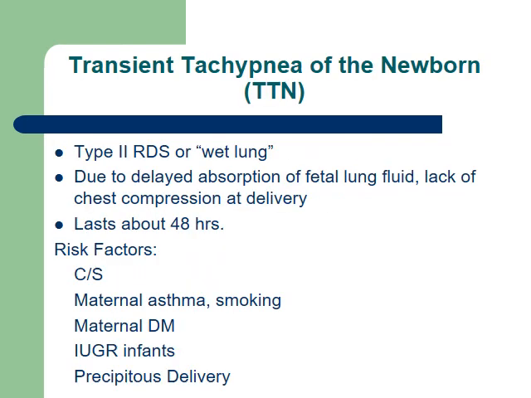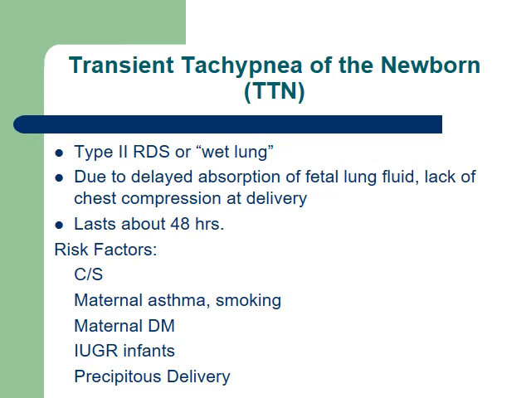Transient, keyword, tachypnea of the newborn, TTN. This is the wet lung. This is the type 2 RDS, and this is due to delayed absorption of fetal lung fluid, which is due to the lack of that chest compression at delivery. That's why your C-section baby is a risk. It is the risk factor for that because they're not getting that chest compression to push the fluid out of the lung. It lasts about 48 hours. The best thing that these babies can do is cough, cry, cough, and cry. Okay, just get that stuff out of there.